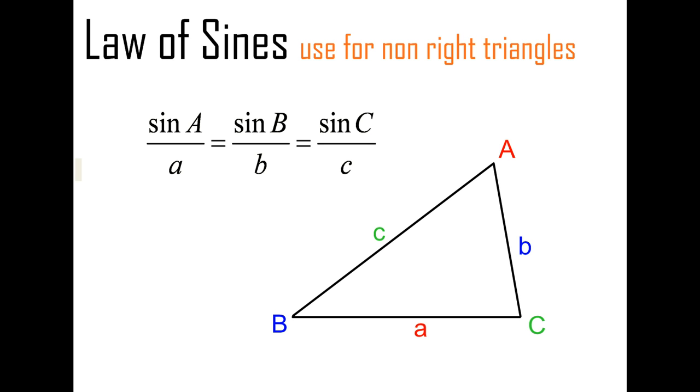And the law of sines is basically the sine of any angle over its opposite side, and that is proportional or equal to the sine of any other angle over its opposite side. So if you see here, we have the sine of A color-coded in red. So the sine of that angle A divided by its opposite side a is equal to the sine of angle B over its opposite side, or the sine of angle C over its opposite side.